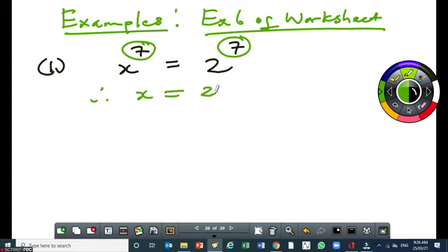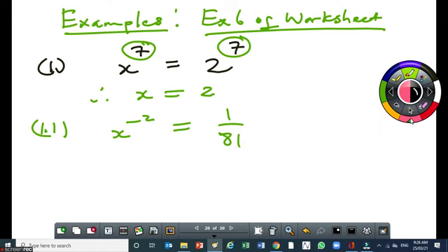You can also have, let's say, number 11, whereby you have x to the power of minus 2 is equal to 1 over 81. When you have an exponential equation like this one, you have to simplify the right-hand side until you create an exponent which is equal to negative 2. You can also use definition number 2 by converting x to the power of minus 2 to 1 over x squared. But what I'm going to do is convert that 81 to an exponent which is equal to 2.